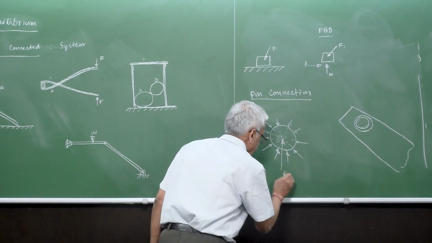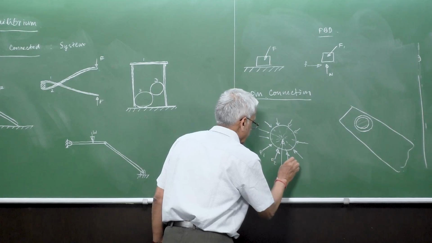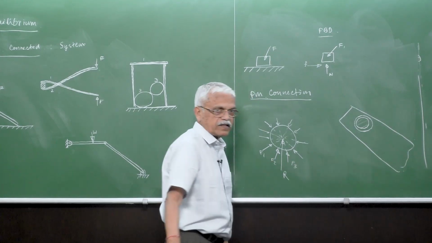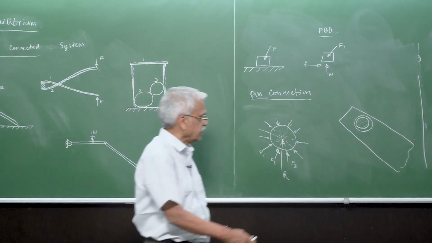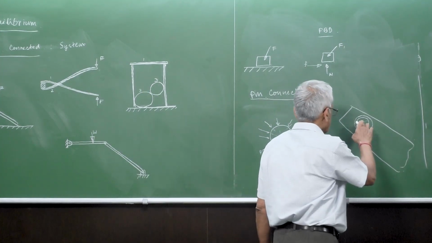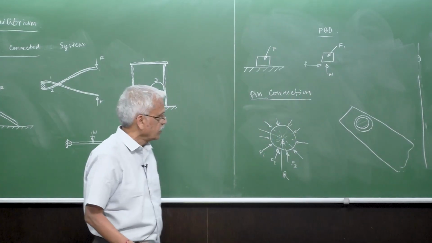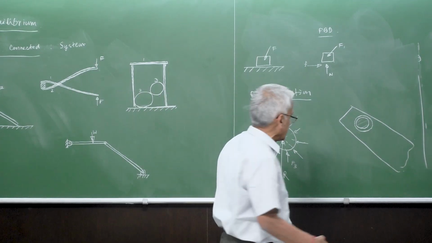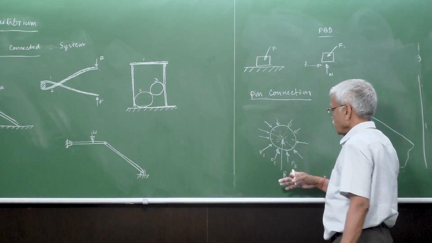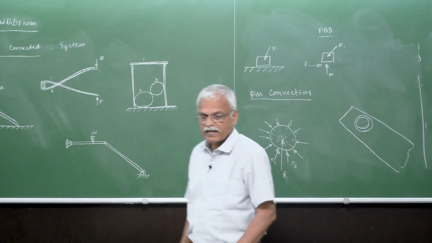So this is the resultant of all F1, F2, F3, right? So that means that either the action of this rod on the pin or the reaction of the pin on the rod, in any case, there will be one single force only, and that single force is passing through the center only.